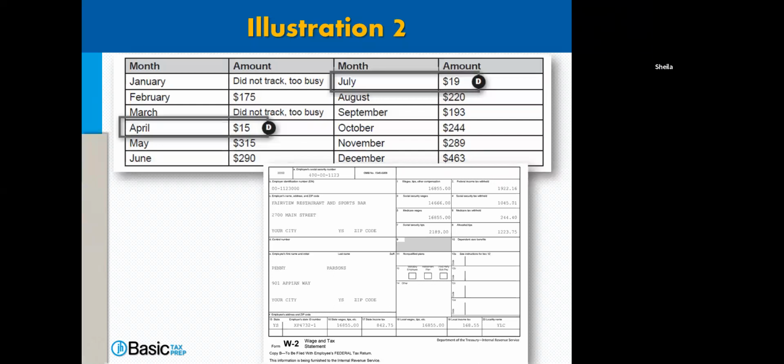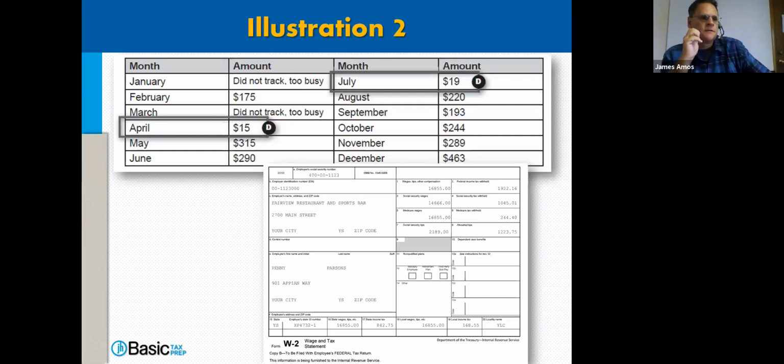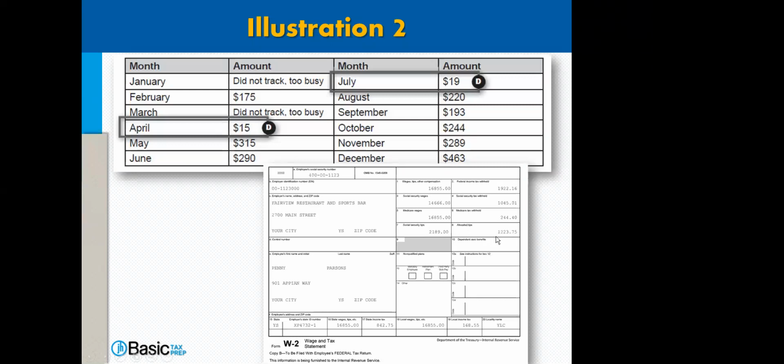Yeah, that's the problem with allocated tips. This is why a person needs to keep their own log and really be reporting it to their employer every month. By the way, this has to be added in as additional income for purposes of figuring even more Social Security. In other words, this has to be subject to Social Security and Medicare as well.